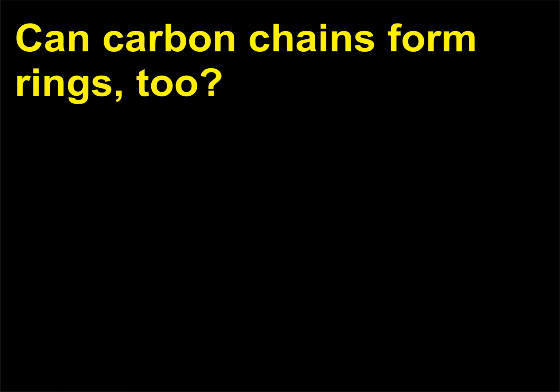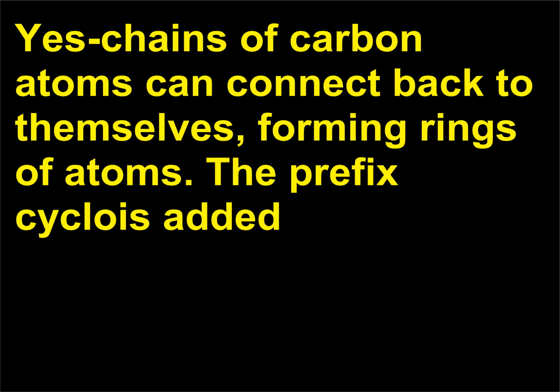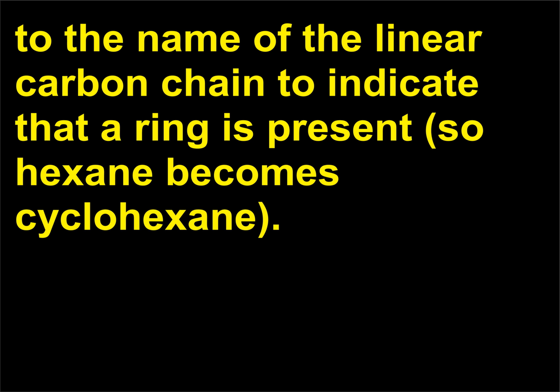Can carbon chains form rings, too? Yes, chains of carbon atoms can connect back to themselves, forming rings of atoms. The prefix cyclo is added to the name of the linear carbon chain to indicate that a ring is present, so hexane becomes cyclohexane.